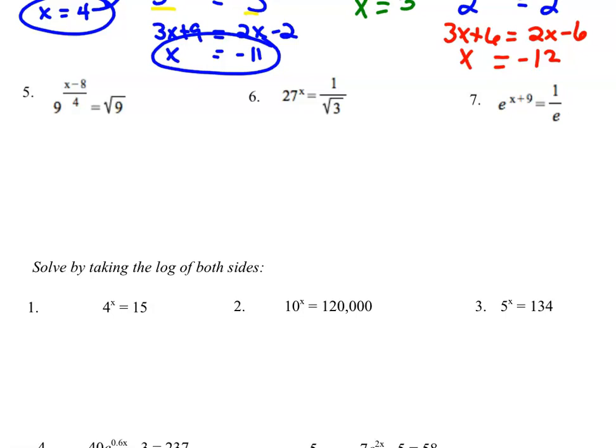In this first one, we have 9 to a power that's a fraction, x minus 8 divided by 4. On the right side, we have the square root of 9. But remember, we can think of that as 9 to the 1/2. And so now we can really set those powers equal to each other. x minus 8 divided by 4 has to balance with 1/2. It is a proportion. We can cross multiply, or we can think of timesing both sides by 4.